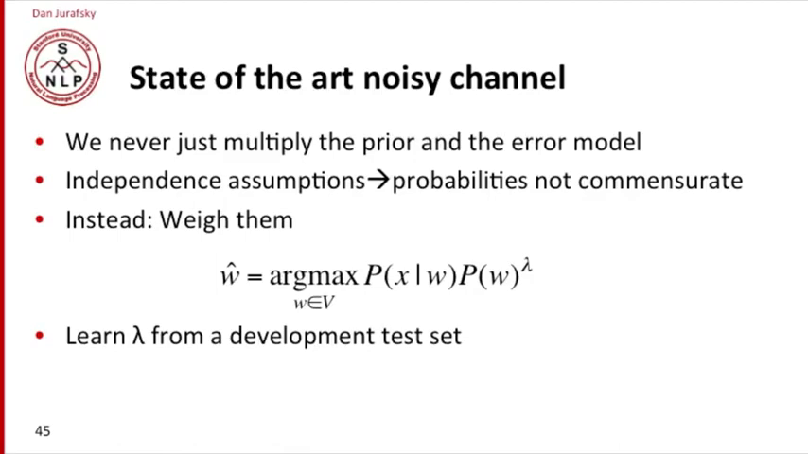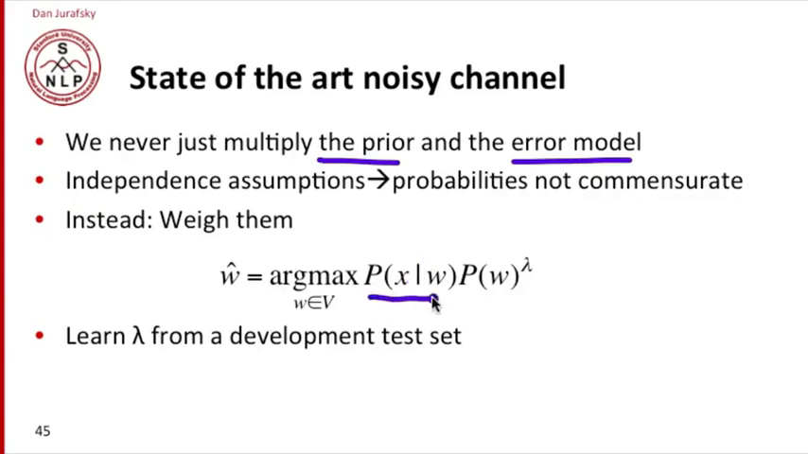In practice, for almost all noisy channel models, even though we define the model as multiplying a prior and a likelihood, an error model, in practice, these two probabilities are computed from making a lot of different independence assumptions about how many errors there were and the fact that the spelling is independent of neighboring words, and these are really not true. And the result of these incorrect independence assumptions means that these two probabilities are often not commensurate.